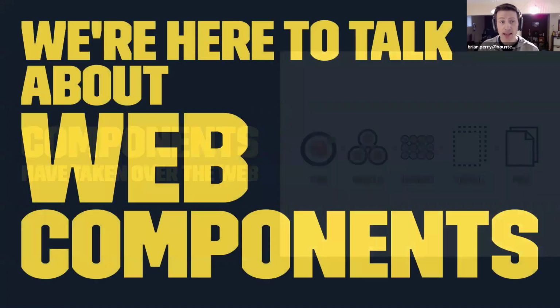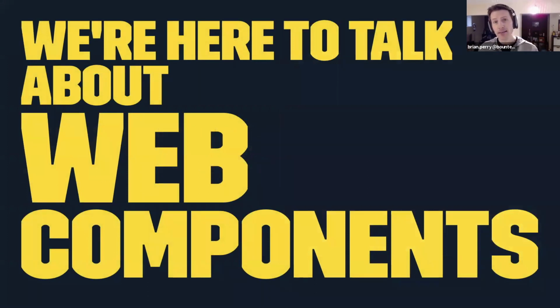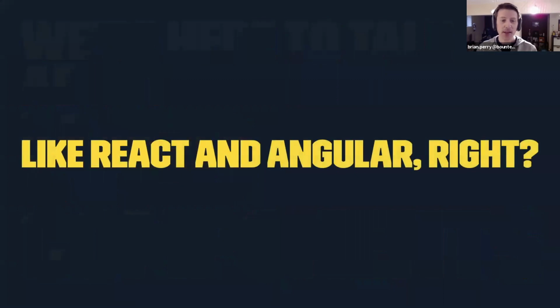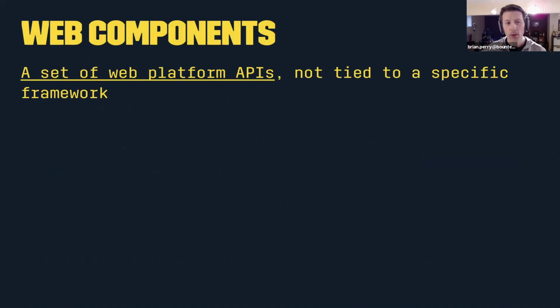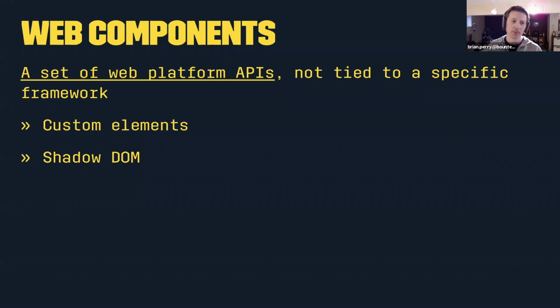But what we're talking about today is web components. And a really common point of confusion there is web components versus React and Angular and things like that. And those are definitely JavaScript frameworks that are really centered around the concept of components. But specifically, what we're going to be talking about today is web components from the perspective of a set of web platform APIs that are not tied to a specific framework. So these are essentially a browser native way to be able to build components on the web. And there's three main pieces to this API. There's custom elements, the shadow DOM, and HTML templates. And we'll talk about all those as we go along.